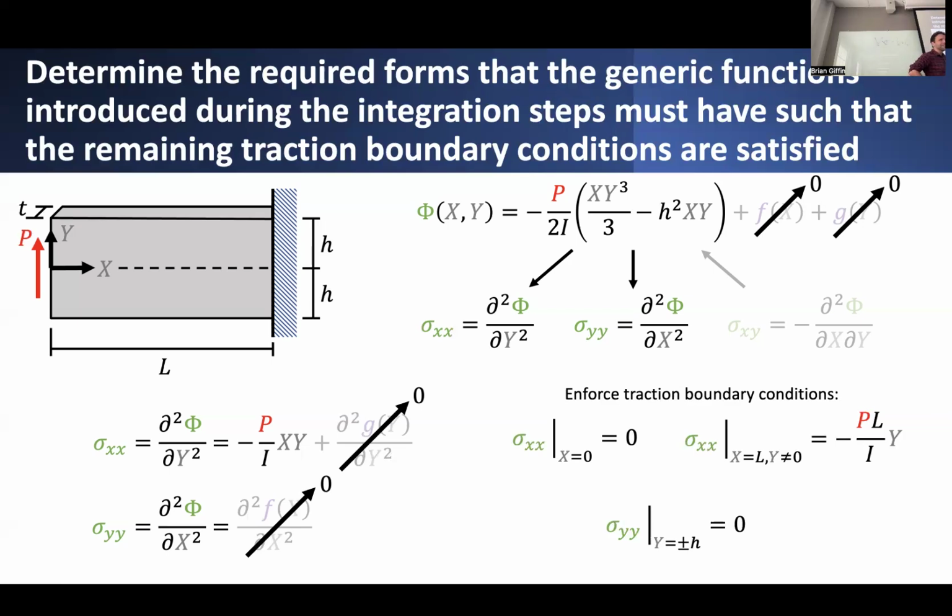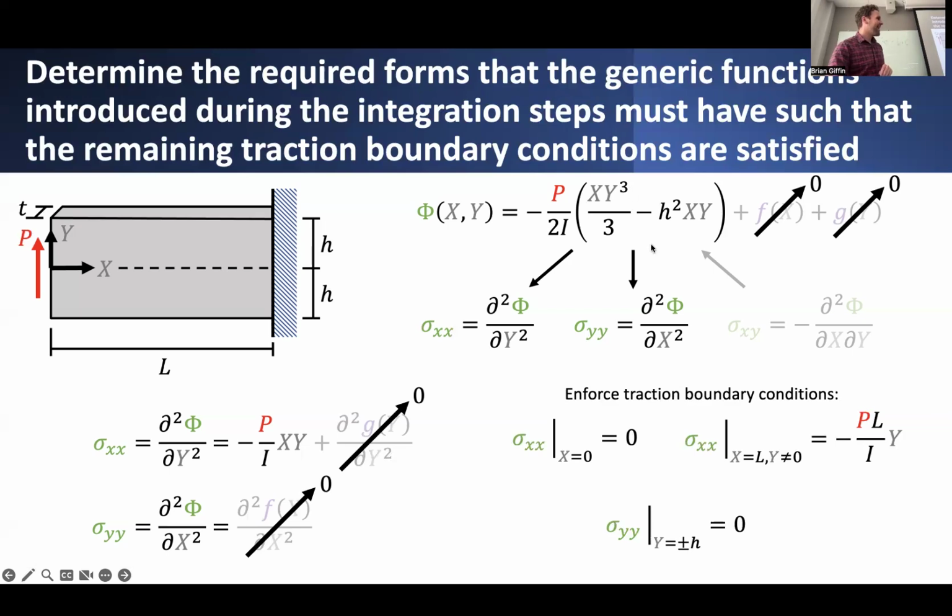Do I get that when I plug this into this expression that came from, again, taking the partial derivative of the Airy stress function with respect to y? Well, if I plug in x equals zero, this whole term goes away. And the only way for me to get that whole distribution to be zero on this whole surface is to set this function g equal to zero. So kind of trivially, I just get rid of f and g entirely.